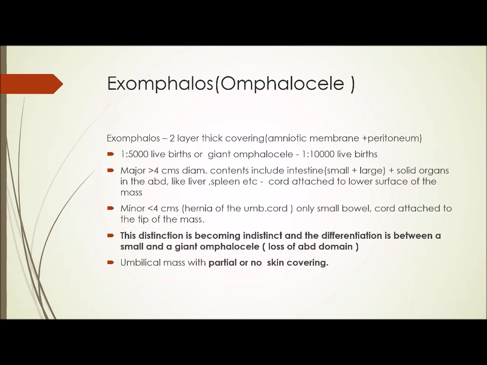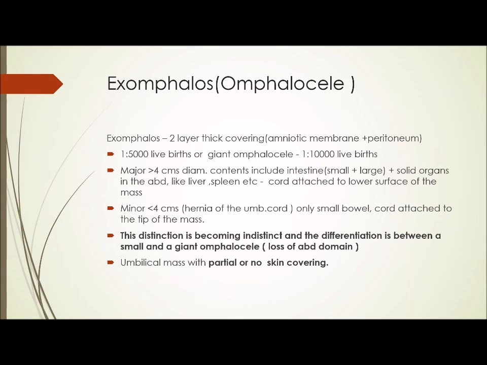The minor we were taught were less than 4 centimeters, and the major was more than 4 centimeters diameter of the sac, and it used to include solid organs like liver and spleen, and the cord was attached to the lower surface of the mass, as distinct from the minor, where the cord was usually attached to the most prominent part of the sac, and it had only bowel in it. This was, I think, the old classification. They no longer have the minor and the major.